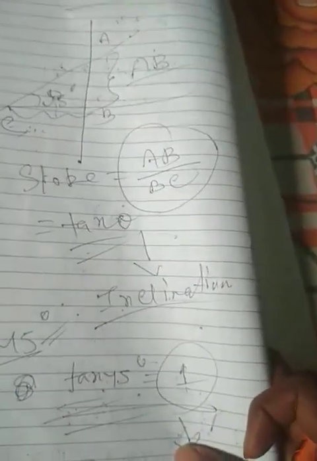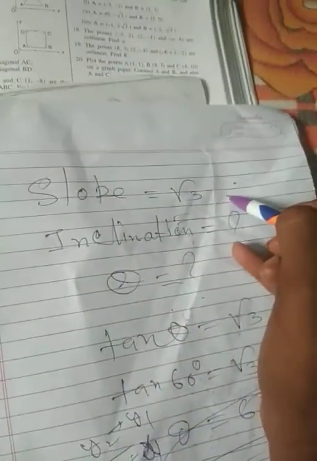Now if the slope is given, how do we find the inclination? Look at that. Here the slope is given as √3. We know the slope means tan theta. So tan theta equals √3, and we know that tan 60 degrees equals √3. So I can say theta is 60 degrees. That means if the slope is √3, the inclination theta is 60 degrees.